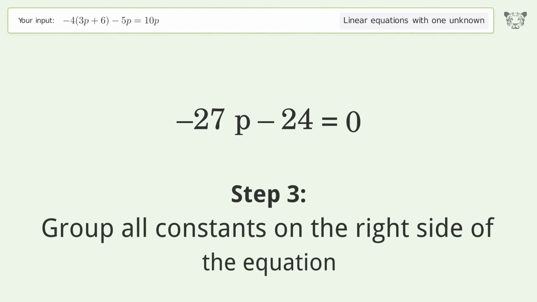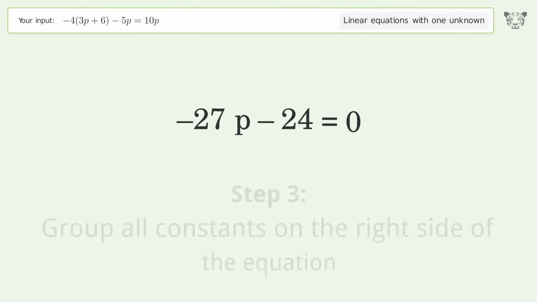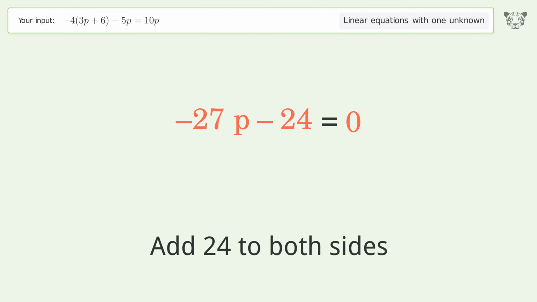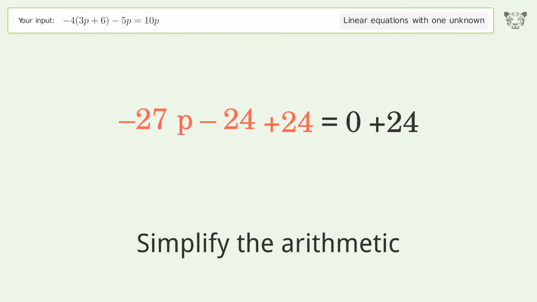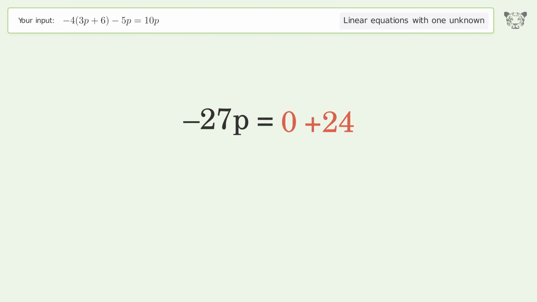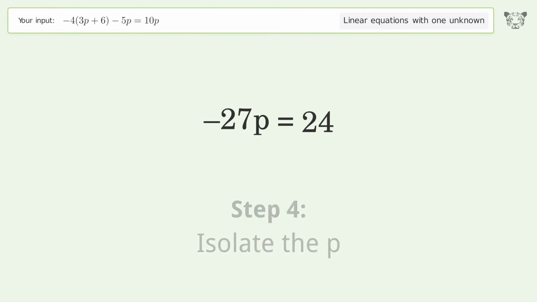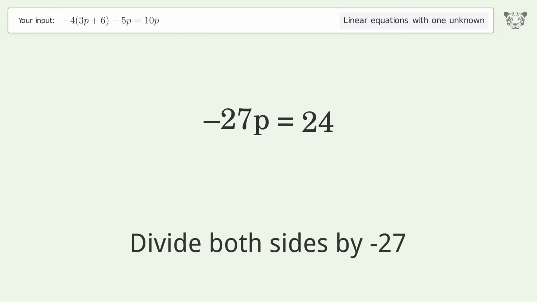Group all constants on the right side of the equation. Add 24 to both sides. Simplify the arithmetic. Isolate the p. Divide both sides by -27.